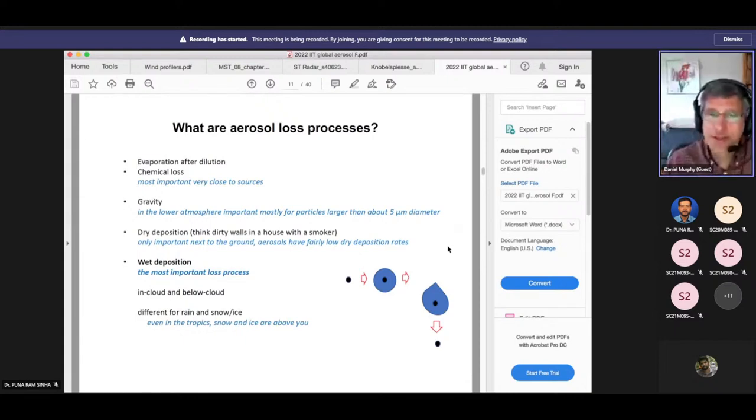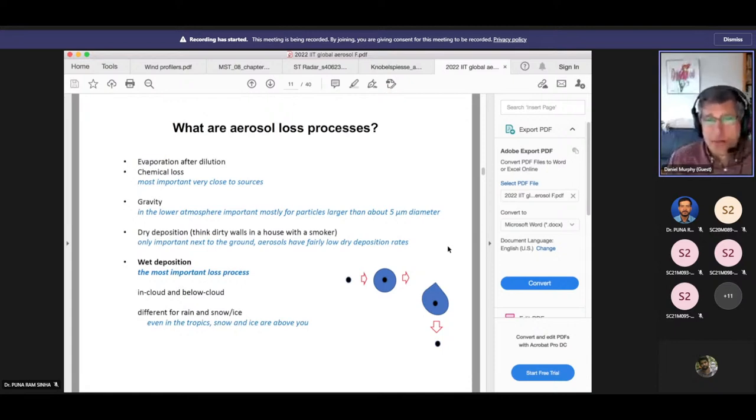There's two kinds, in cloud and below cloud, which I've indicated schematically. You can start with a little black dot. That's an aerosol particle. In a cloud, water forms on the particle. And then if it gets big enough, it turns into a raindrop and starts falling. And that removes it from that part of the atmosphere. So that's in cloud removal. And then below cloud removal is that as that raindrop falls, it might hit an aerosol particle on the way down and remove it.